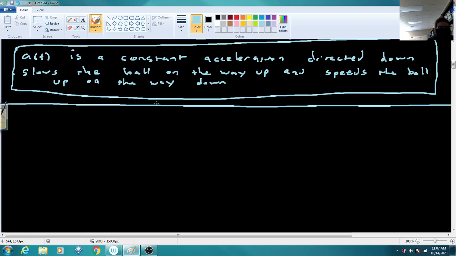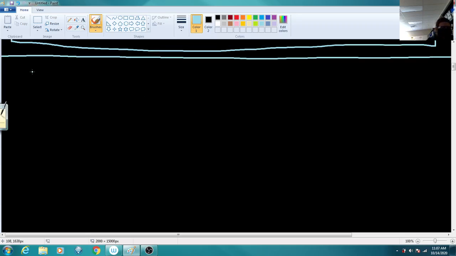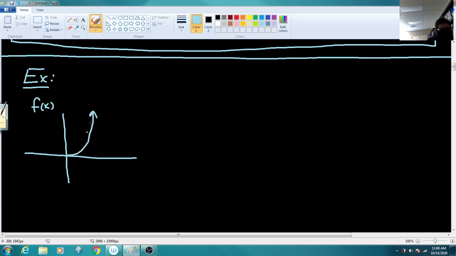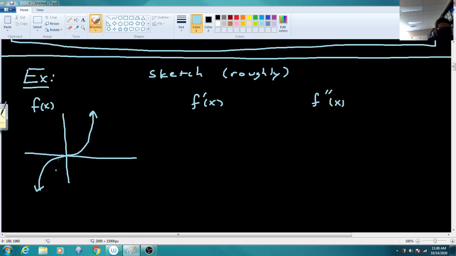Example 6 in the book, we're going to do something kind of similar to it. We're not going to do the book's exact example 6, but what we're going to do is we're going to get a graph here that's going to be f. And let's say that f of x's graph looks something like this. We want to sketch a rough sketch of f prime of x and f double prime of x based on the graph f of x looks like this.